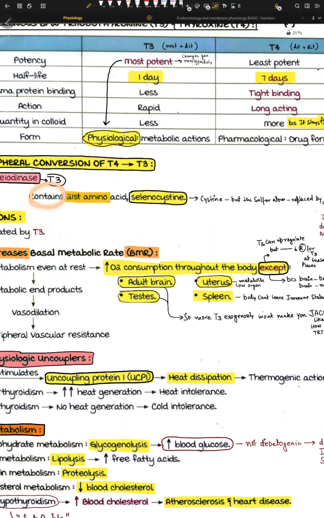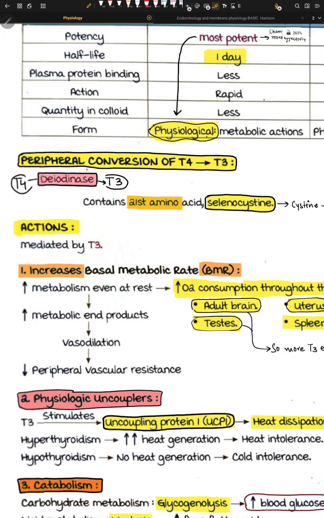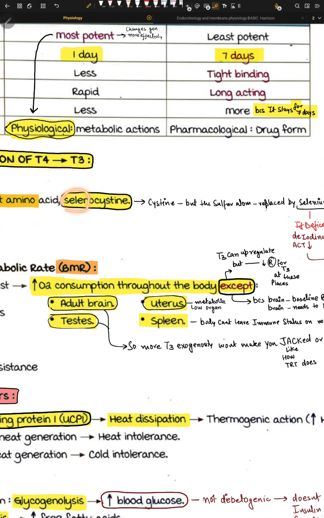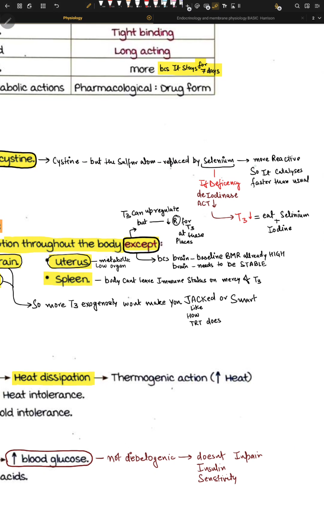So what happens, this deiodinase, right? It contains something called amino acids. What amino acids? 21 amino acids. It contains selenocysteine. Now cysteine, but the sulfur atom is replaced by selenium. That's called selenocysteine. Now what happens is that this selenium is more reactive, so it catalyzes faster than usual.